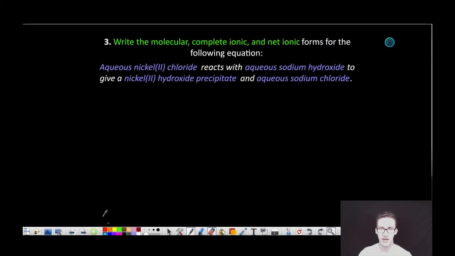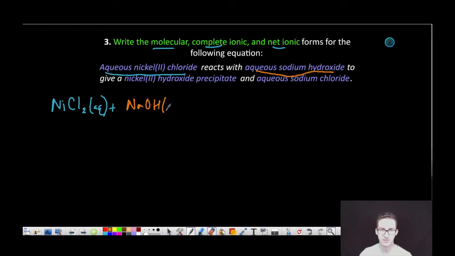All right, as we take a quick look at question number 3, it says write the molecular, complete ionic, and net ionic forms of the following equation. Aqueous nickel 2 chloride, so we'll start with that. So nickel 2 chloride is going to look something like this. Aqueous, plus aqueous sodium hydroxide, NaOH, aqueous, to give nickel 2 hydroxide, Ni(OH)2. That's going to be my precipitate.